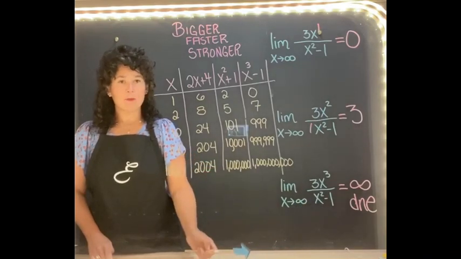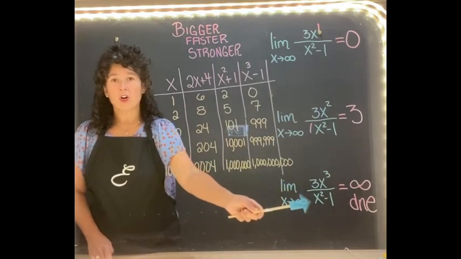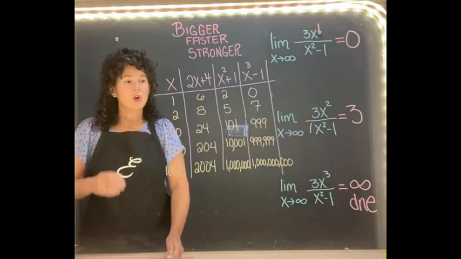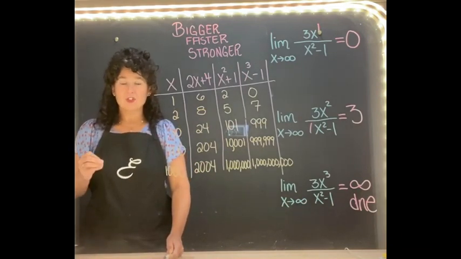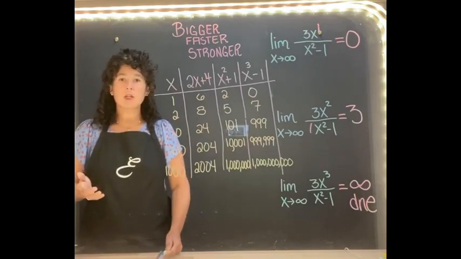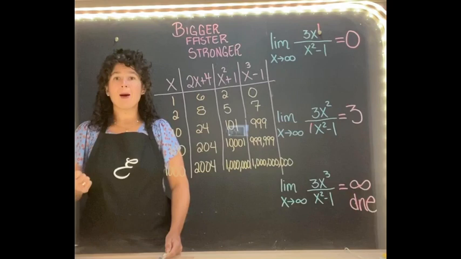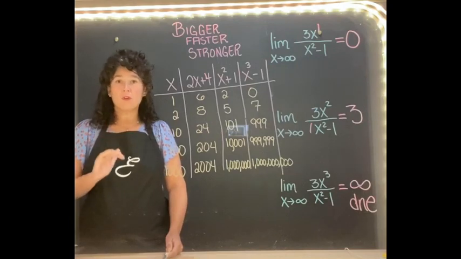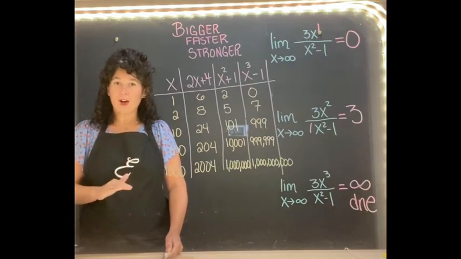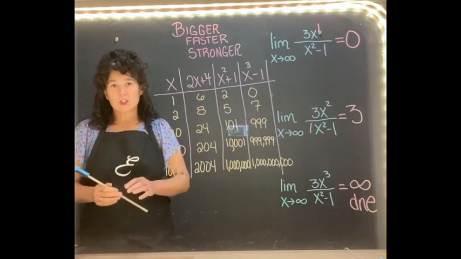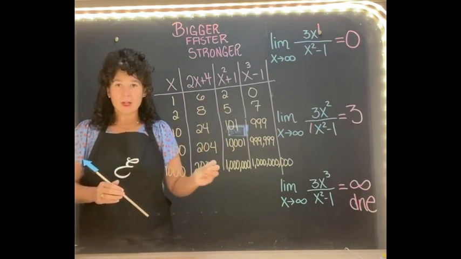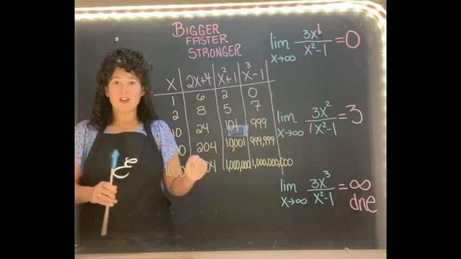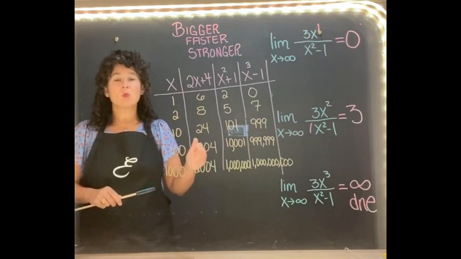Finally, in this last example, the cubic is stronger than the quadratic. So the numerator is growing much faster than the denominator. Thinking of some numbers where the top numbers are getting larger much faster than the bottom numbers, let's say 2 over 1, 100 over 2, 1,000 over 3, 1,000,000 over 5. Our answers are going to get bigger and bigger and bigger, and so they're not heading to any specific value, which means the limit would not exist.